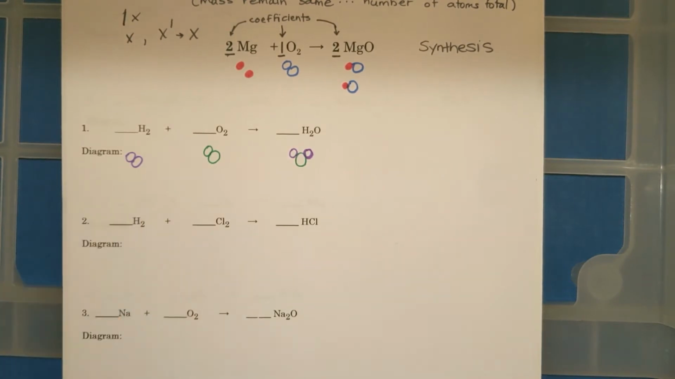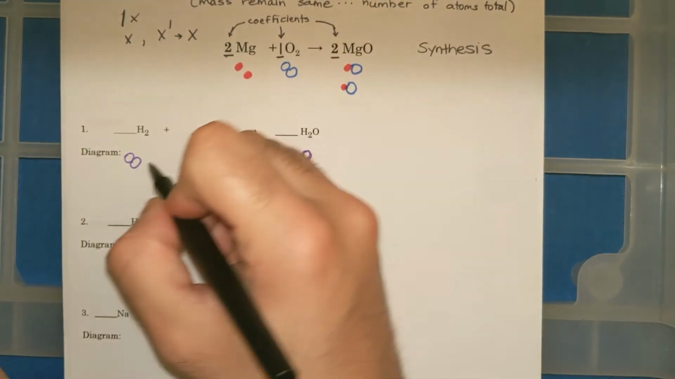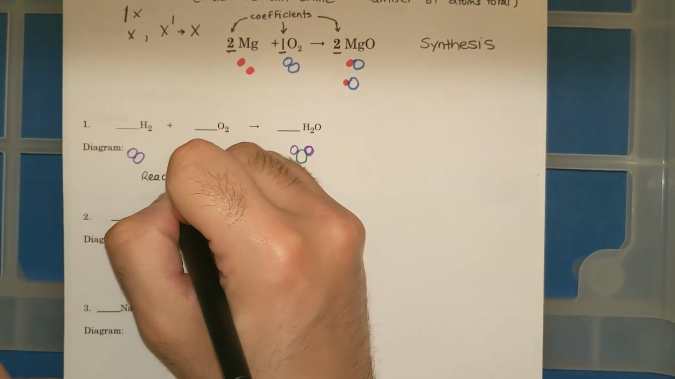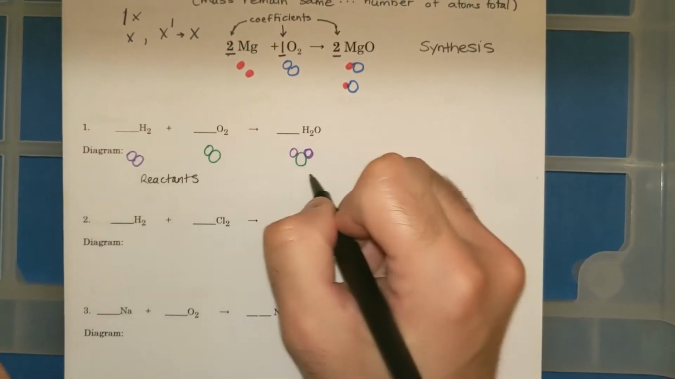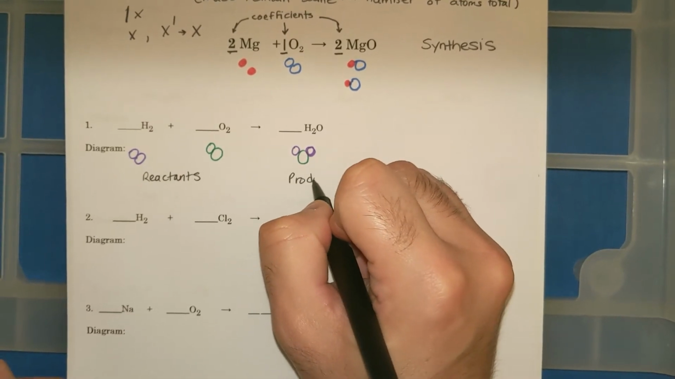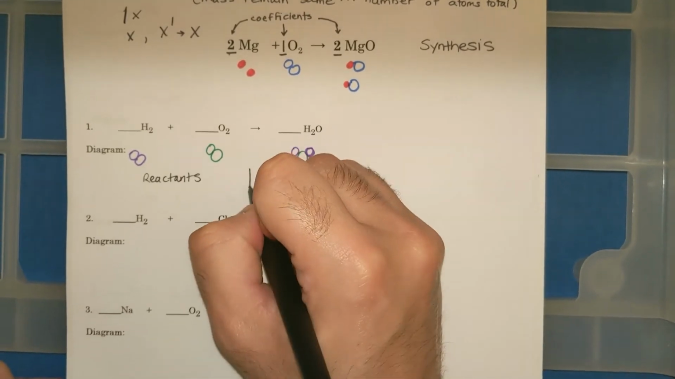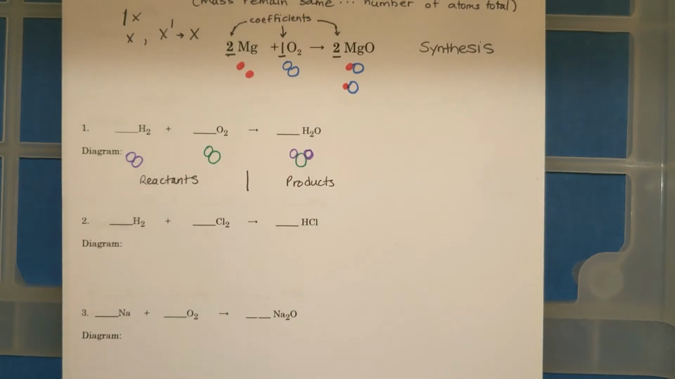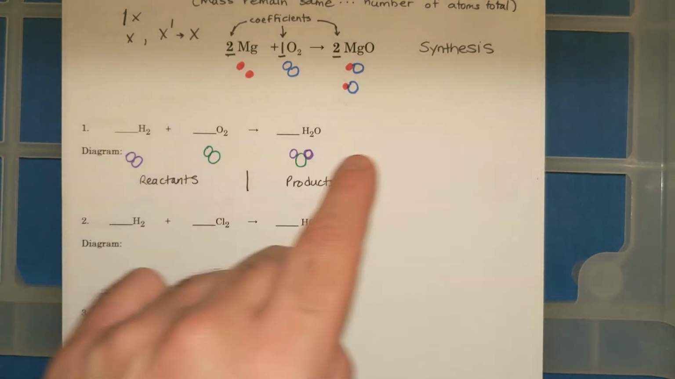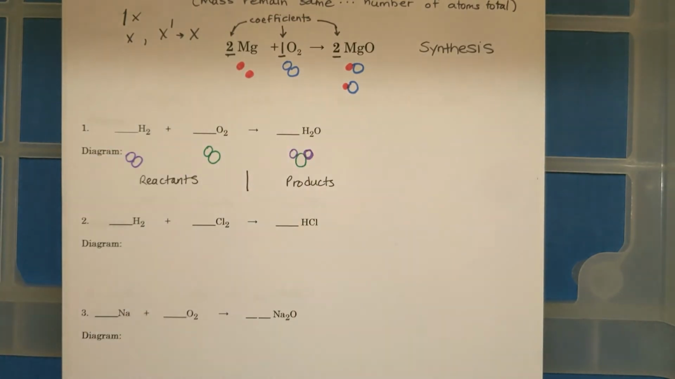Let me count and see if I have a balanced chemical equation. So I have 2 purples on the left side, and don't forget, this left side we call the reactants, and this right side we call the products. So on the left side, I have 2 purples. On the right side, I have 2 purples. That's good so far. On the left side, I have 2 greens, which is my O2s. On the right side, I only have 1 green.